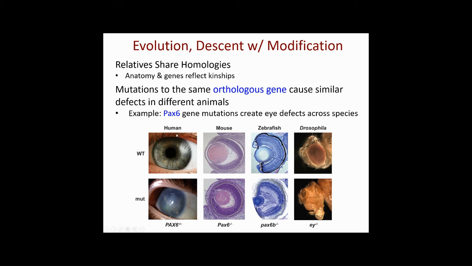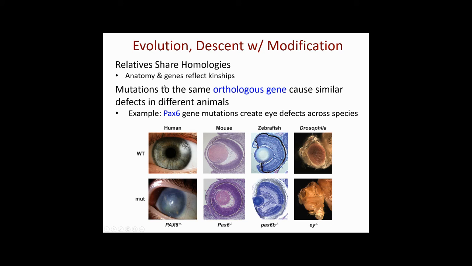So if there is a defect in the PAX6 gene, if there are mutations, in this case in the human, this is a normal PAX6 gene eyeball. This is a PAX6 mutated gene in a human. You can kind of see the clouded cataracts over this eye.